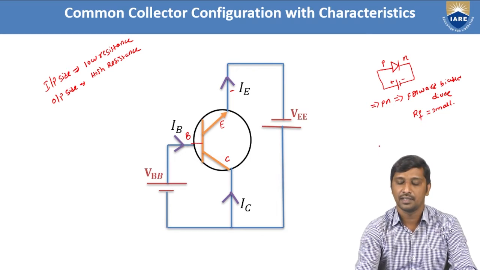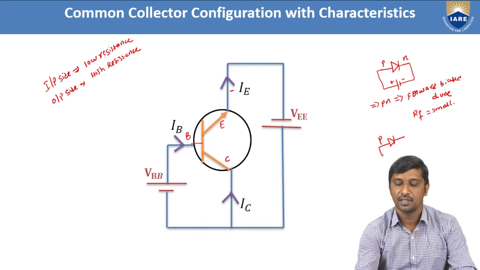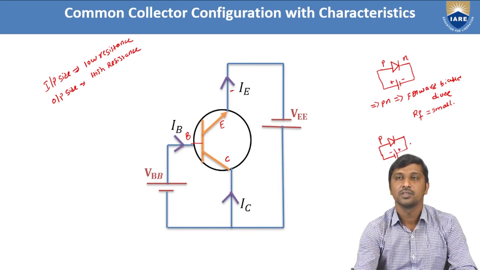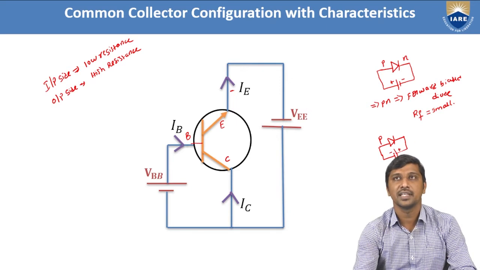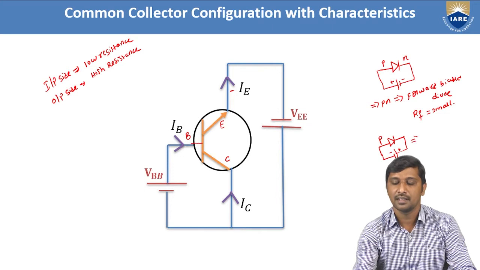Similarly, if the PN diode is biased with a reverse bias, meaning that the P-type material is connected to the negative pole of the battery and the N-type material is connected to the positive pole of the battery, then under this biasing the PN junction acts as a reverse biased diode.